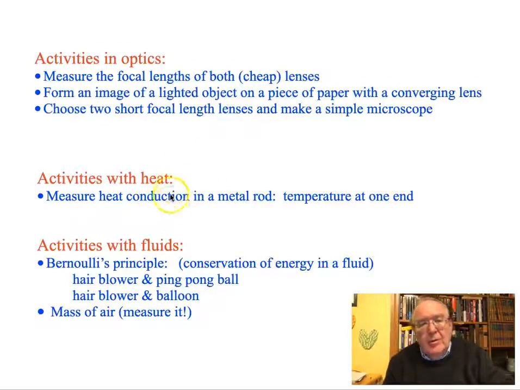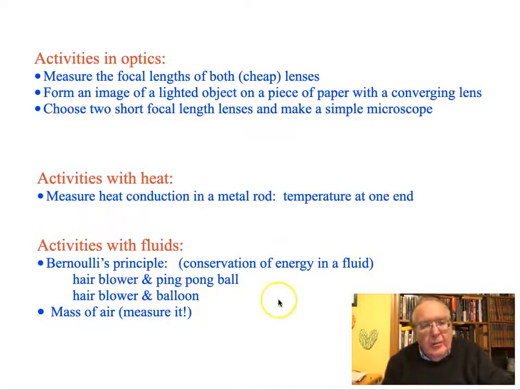Activities with heat, well, the only one is to ruin a butter knife in your home. Measure the temperature at one end and see how long it takes to go. Like I said, it took me 12 minutes for even one end to get warm, not even hot. And I had the flame going on the other end all the time.